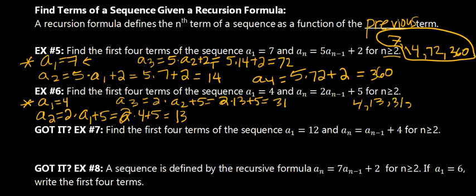Going to fill in my 31 right there. And a sub 4 is 2 times 31 plus 5. And doing the math, I end up with 67.